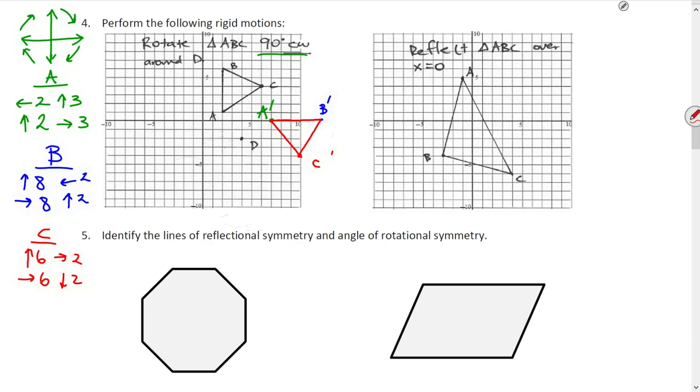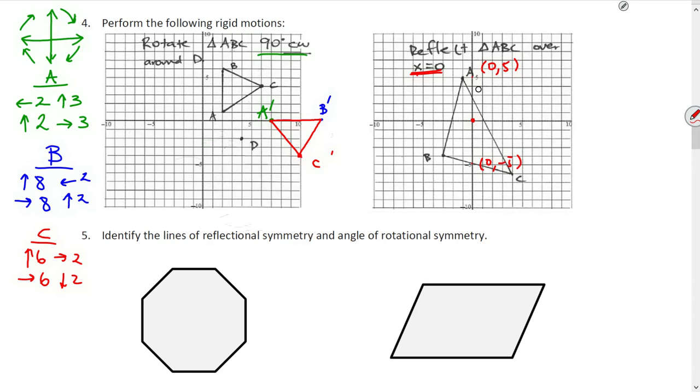Okay. The second one: reflect triangle ABC over x equals 0. So I need to find the places where x is equal to 0. Well, here's one place x equals 0, which is kind of tricky because you have to look at the x and the y axis. This doesn't tell you which one it is, but keep in mind that this is all the places where x is 0. So x is 0 here because the point is (0, 5), right? Down here, it's (0, -5).